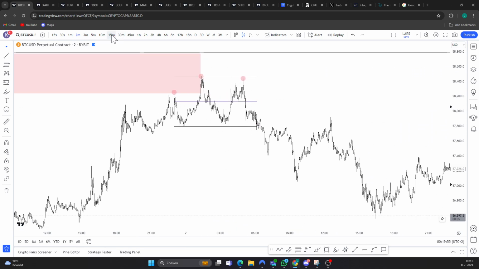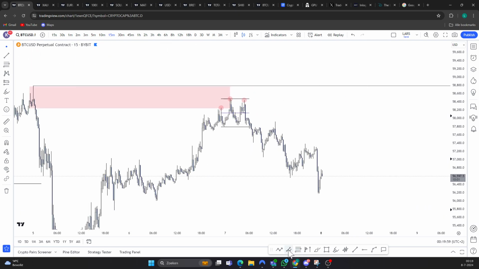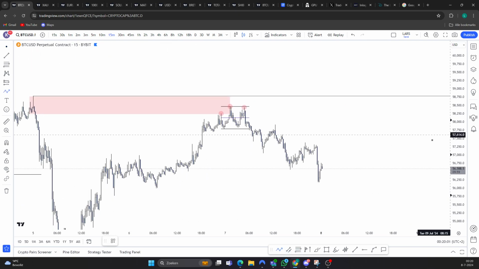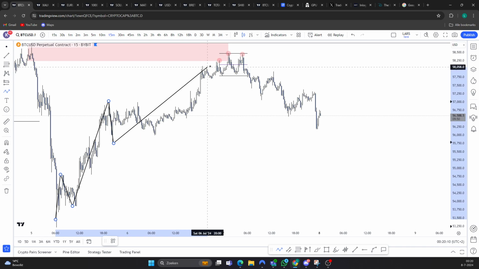But still, we had that distribution actually also breaking the range, right? So pulling our market structure from the low up, we had high, low, higher low, higher high, higher low, higher high, higher low. And then we had that range formation.